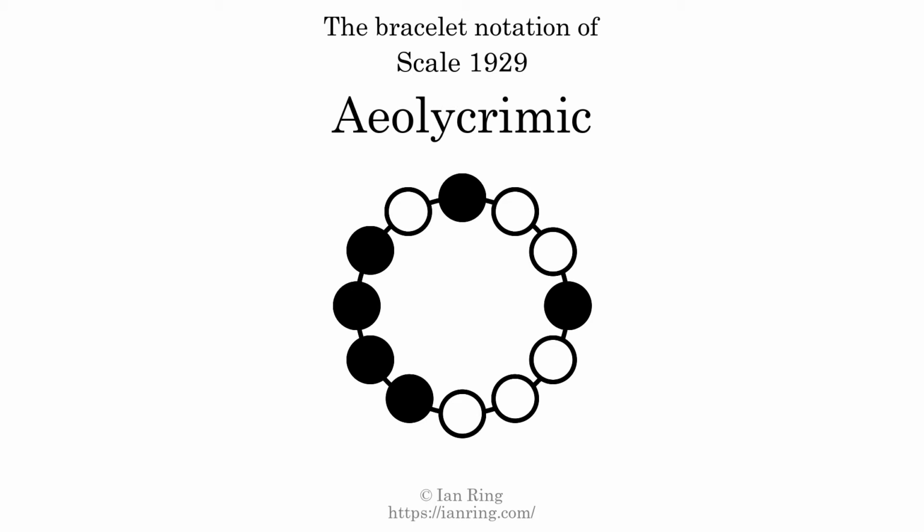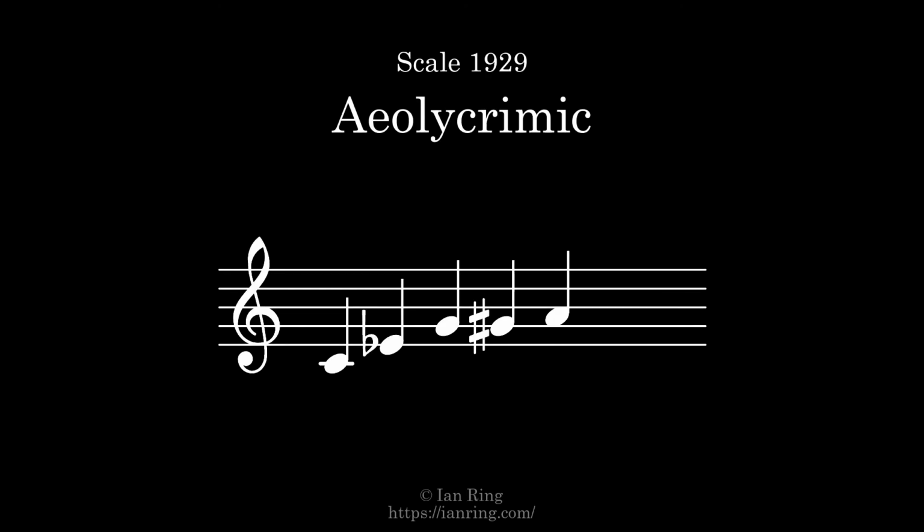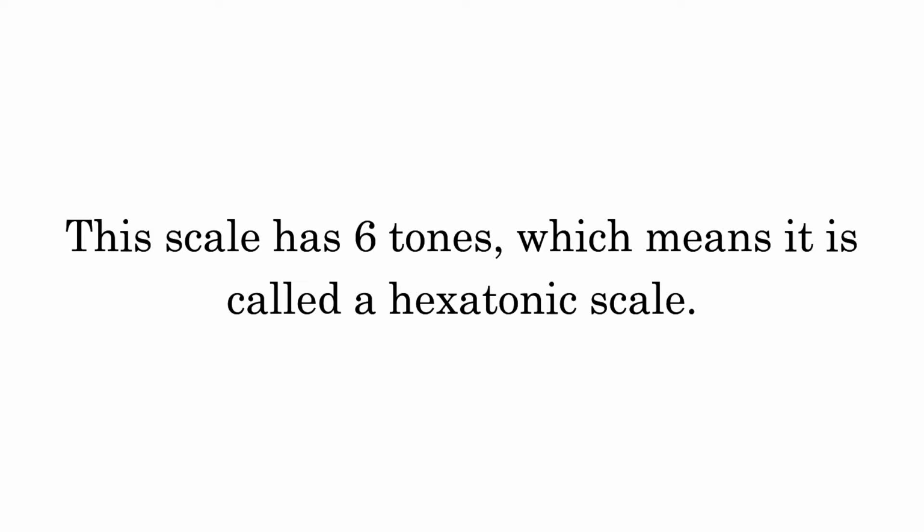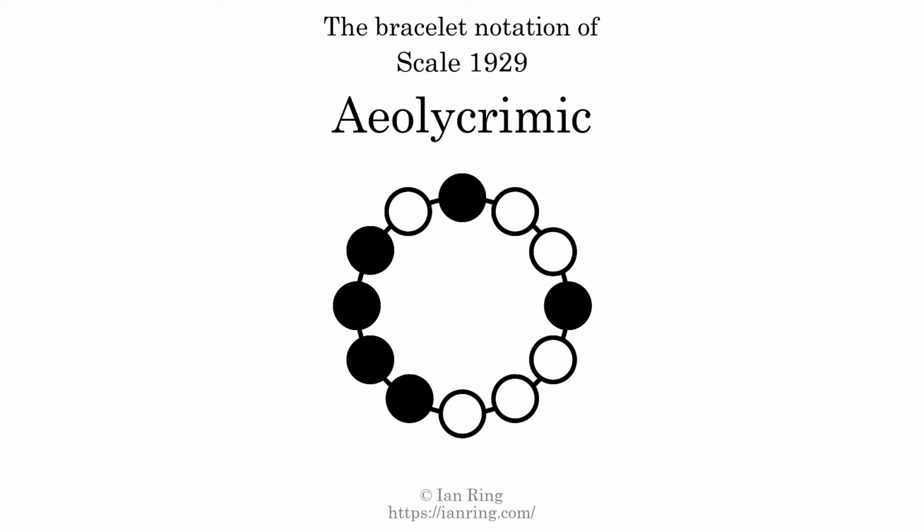1929, Aeolycrimic, which sounds like this. This scale has 6 tones, which means it is called a hexatonic scale. This is a bracelet notation diagram of scale 1929. The shaded circles represent tones that appear in the scale, and they are read clockwise, starting at the top.